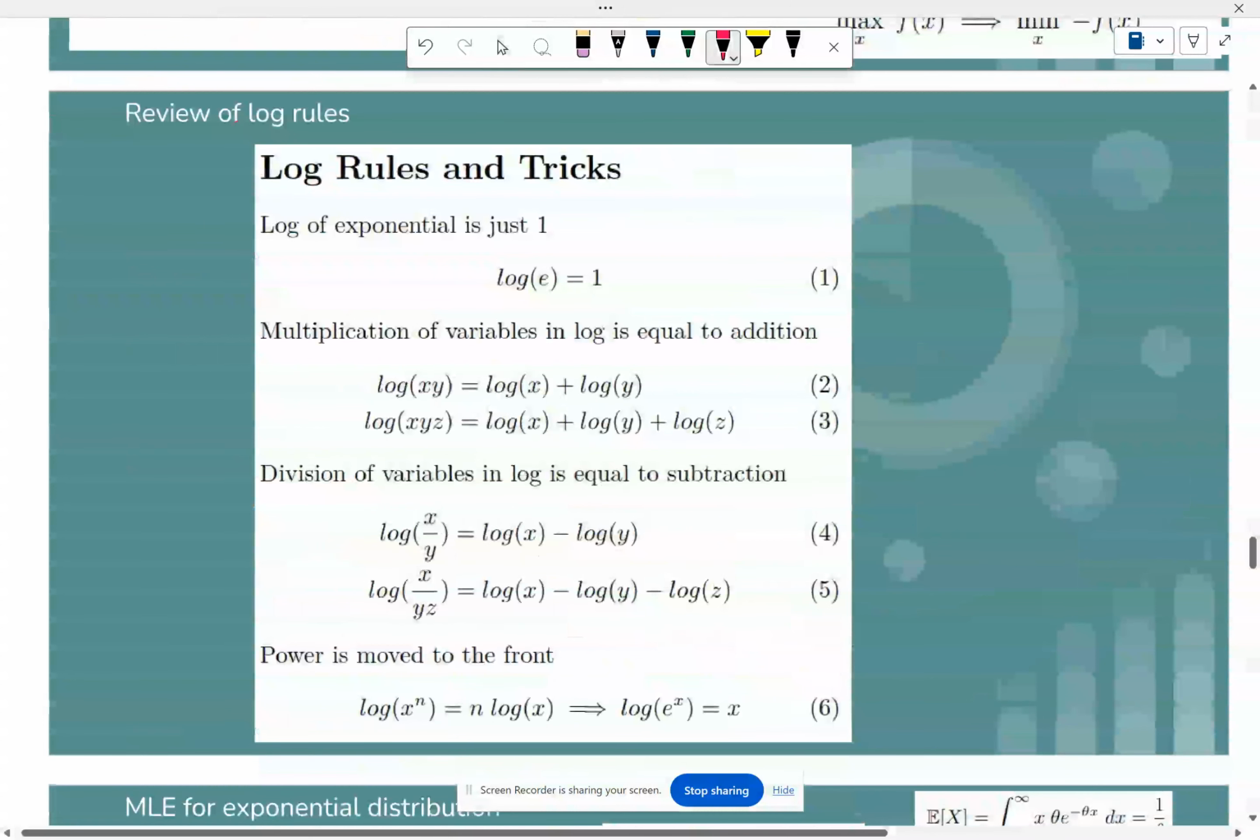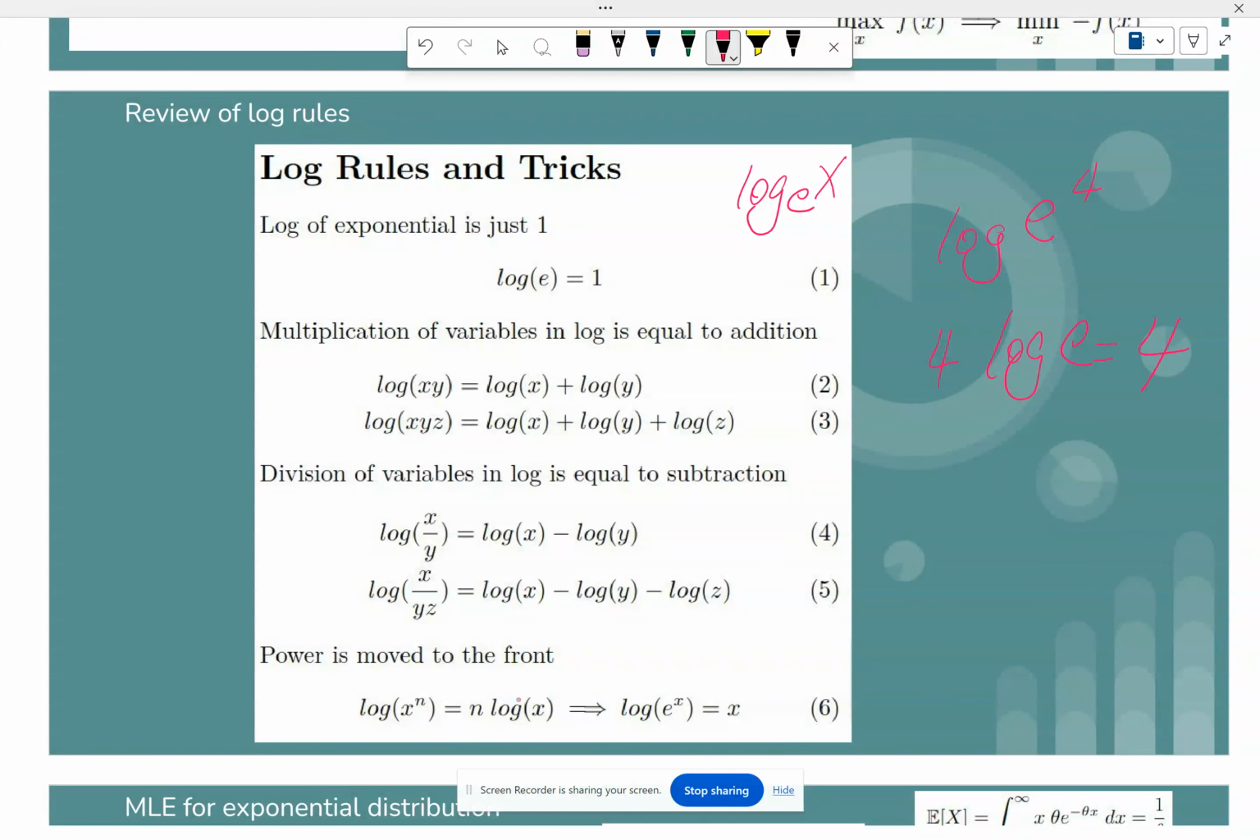Okay, so these are the log rules and tricks you need to know. Log of e, we're going to assume log here is base e, okay? It's base e. So log of e is equal to 1. Okay, so log of e to the 4 is simply 4 log of e, which equals 4. Log of a product is the sum of the logs. The log of a quotient is log of x minus log of y. These properties, you need to understand and remember them.